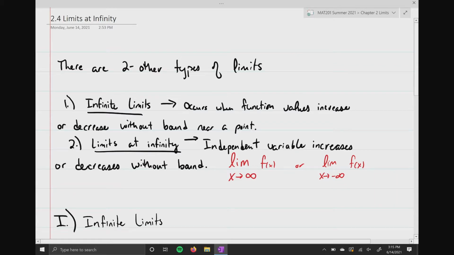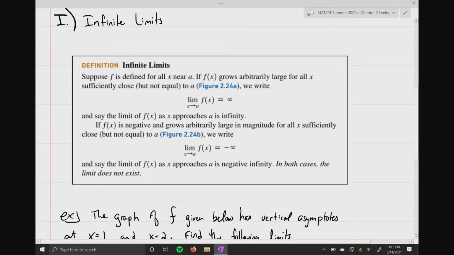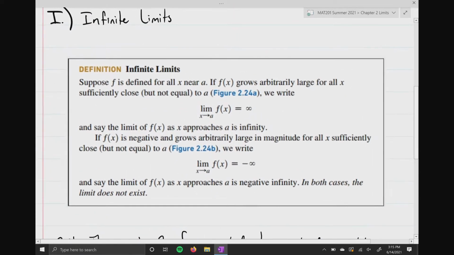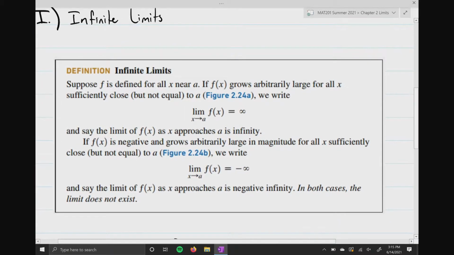So, as always, we have a big definition here. Let's zoom in a little bit. This can be found in your book, in 2.4. I don't remember exactly the page. But infinite limits we're going to speak about first. Suppose f is defined for all x near a. If f of x grows arbitrarily large for all x sufficiently close but not equal to a, we write the limit as x approaches a of f of x equals positive infinity.